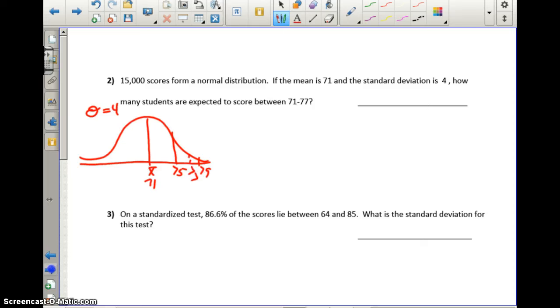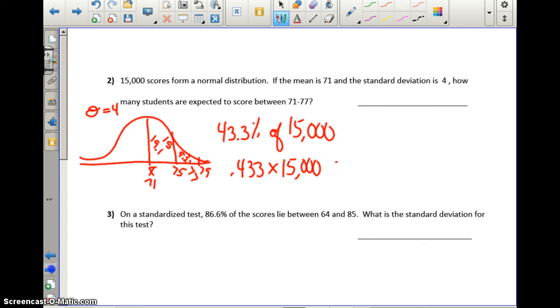There's my 77. So if I add up the percents, there's the 19.1%, the 15%, and then the 9.2%. Adding these percentages up, I find that 43.3% of the 15,000 students fell within this range. Multiply that out on my calculator, 0.433 times 15,000, and I come up with 6,495 students.